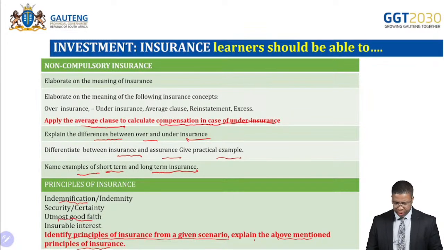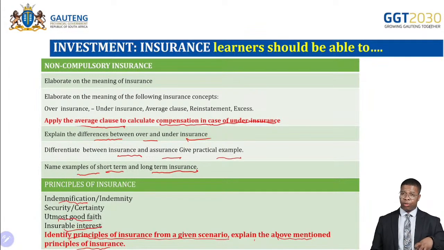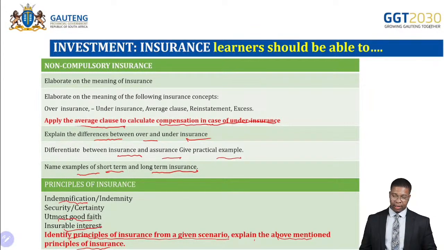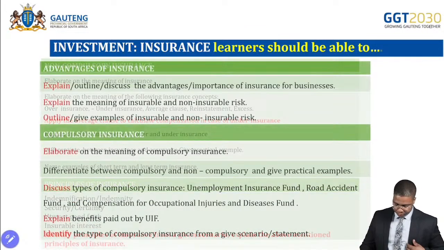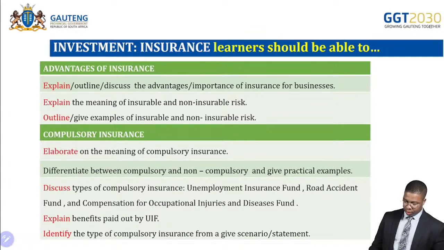And then utmost good faith, we're talking about the idea that the insured and the insurer should be honest when entering into the insurance contract. With insurable interest, the principle focuses on the idea that the insured has to prove that they stand to lose financially should the asset that they are insuring be lost or be non-existent. Then we also have advantages of insurance.